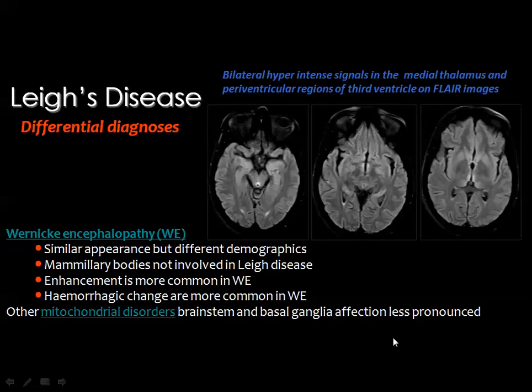Then it's important to differentiate Leigh disease from Wernicke encephalopathy, since they may have some similarities in imaging findings. But the involvement of the mammillary body, which is a prominent feature in Wernicke encephalopathy, is not seen in Leigh disease. Enhancement of the lesions will appear in Wernicke encephalopathy, not seen in Leigh disease. Also, the possibility of hemorrhage is more common with Wernicke encephalopathy.